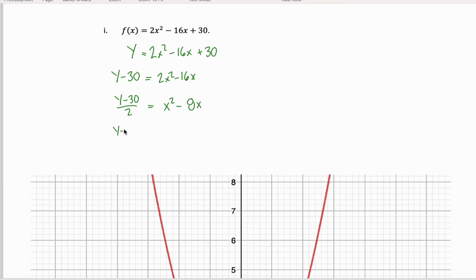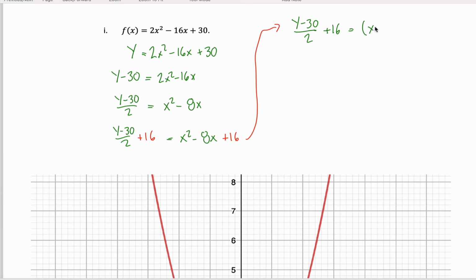Our next step is to add some number to both sides of the equation so that we end up with a perfect square on the right-hand side of the equation. In this specific case, that number is 16. Where that 16 came from was half of this -8 is -4, and -4 squared gives me this positive 16. We'll ignore the left side of the equation for now, so we'll leave this as y minus 30 over 2 plus 16. And on the right-hand side of the equation, we'll recognize that because we followed all these steps above, we've produced a perfect square. That perfect square in this case is x minus 4 squared. So we'll change this x squared minus 8x plus 16 into x minus 4 squared.